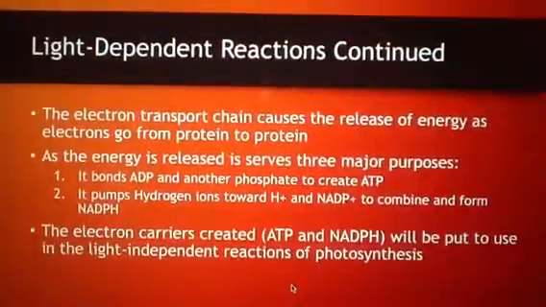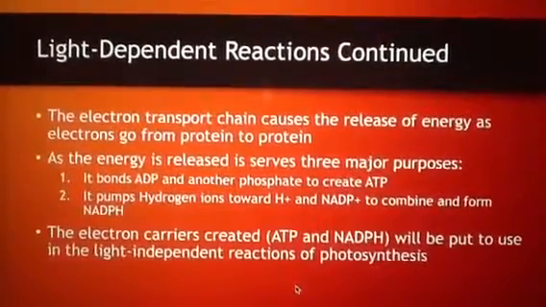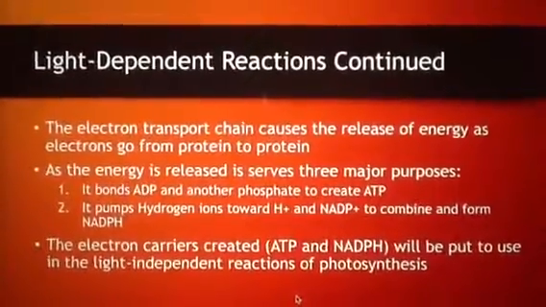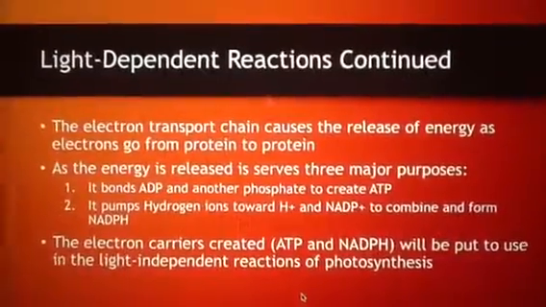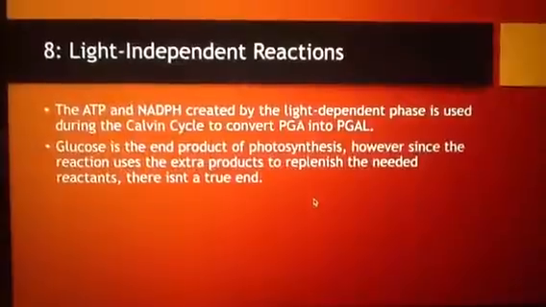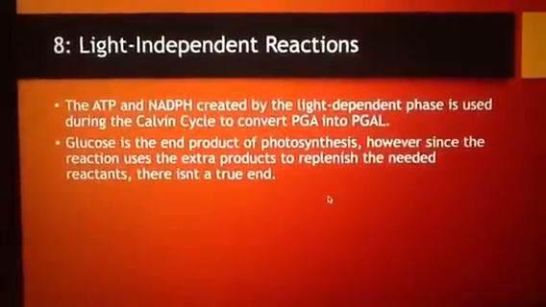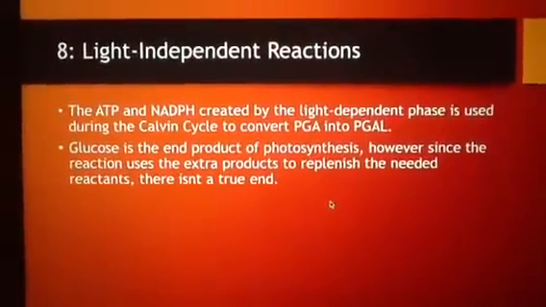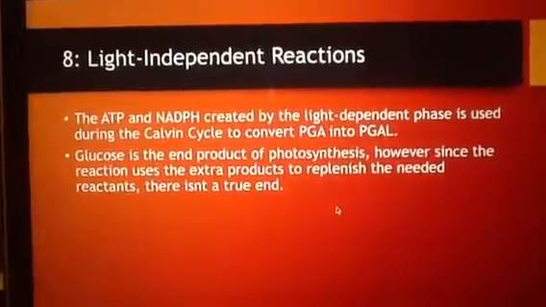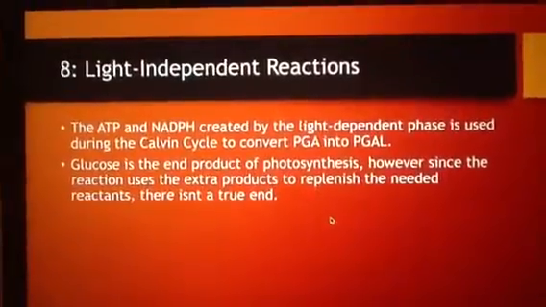The electron transport chain that is part of the light-dependent reactions allows the plant to create ATP and NADPH, which are crucial to the light-independent phase of photosynthesis. The ATP and NADPH created by the light-dependent phase is eventually used in the process of creating glucose. Glucose would be the end product of photosynthesis. However, since it is a cycle, the end products end up being the reactants of another phase.